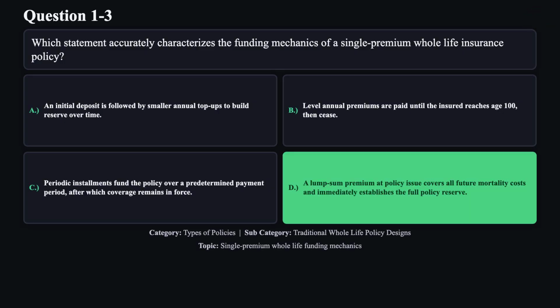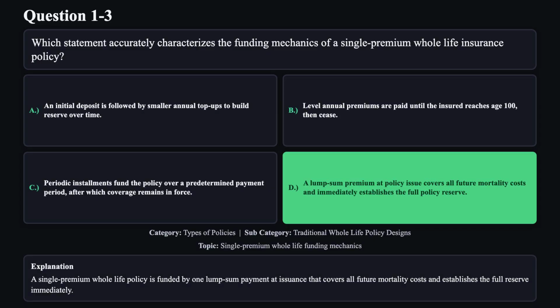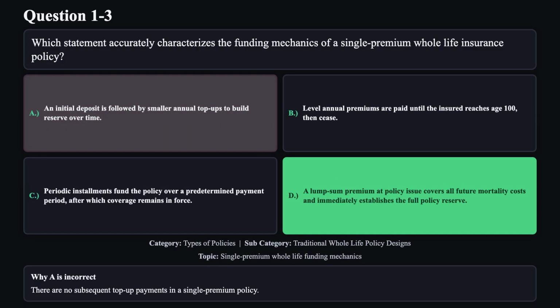The correct answer is D. A single premium whole life policy is funded by one lump sum payment at issuance that covers all future mortality costs and establishes the full reserve immediately. Reason A is not correct. There are no subsequent top-up payments in a single premium policy.